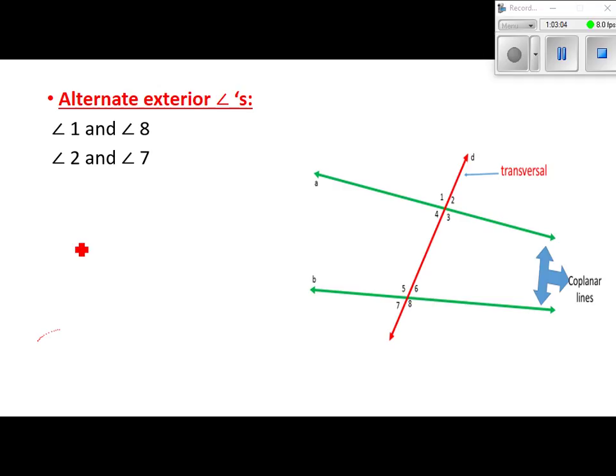How come not 1 and 2? We already know what's true about 1 and 2. They're supplementary. They're a linear pair. They add up to 180, however you want to say it.